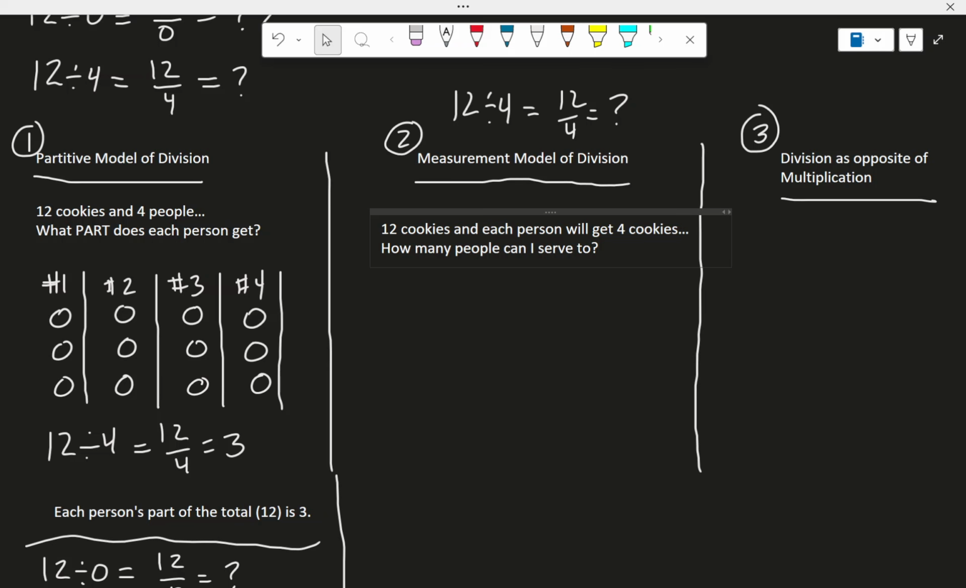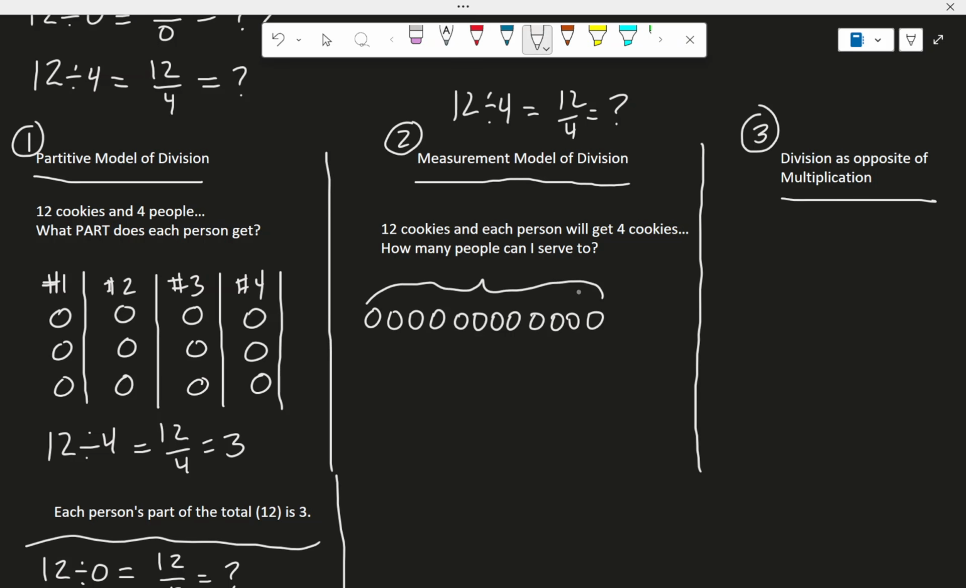Okay, what we're going to do is we're going to measure this out, which is why it's called the measurement model. So here's what I'm going to do. I know I'm going to give 4 cookies. So, well, actually, first off, I know I got 12 cookies. So 1, 2, 3, 4, 5, 6, 7, 8, 9, 10, 11, and 12. But I'm going to measure it out. So this whole thing measures 12 cookies. But I'm going to measure it out by dividing by 4.